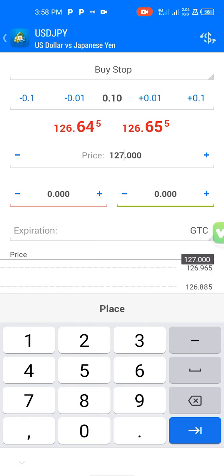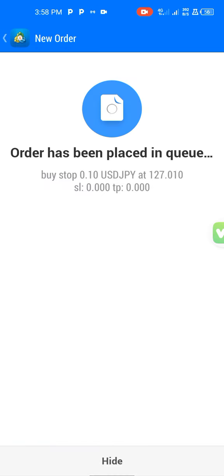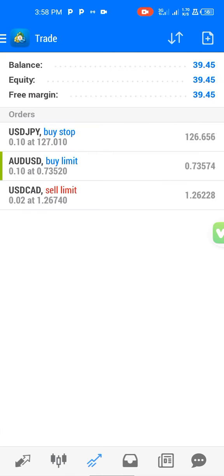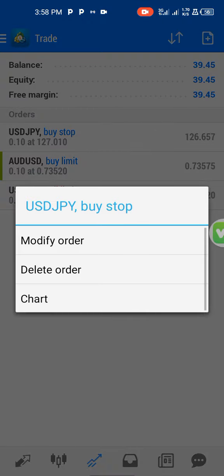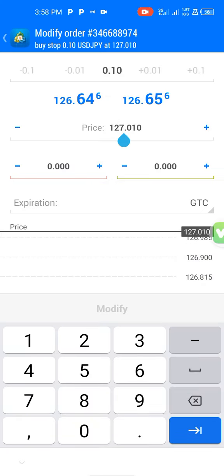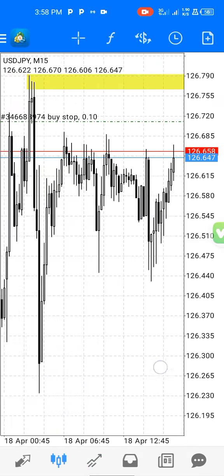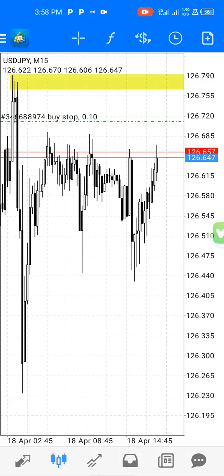I think we checked 127.01. Let me see if I've not forgotten. No, 126.71. Sorry, I'm always mixing that up. 126.71. Done. Can you see my buy stop order is already there?